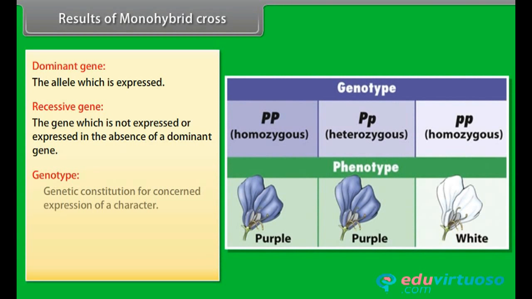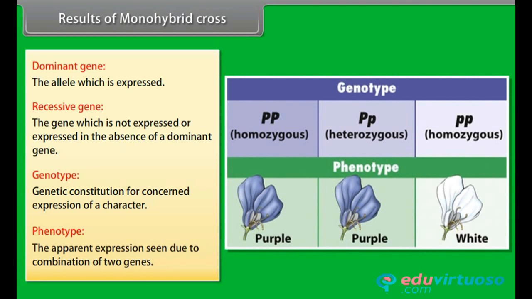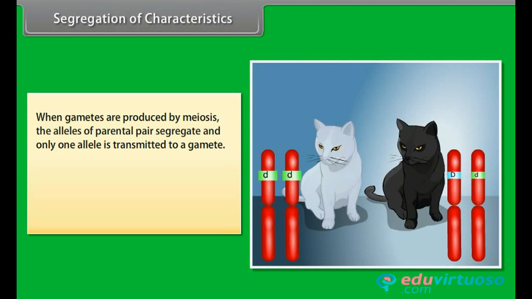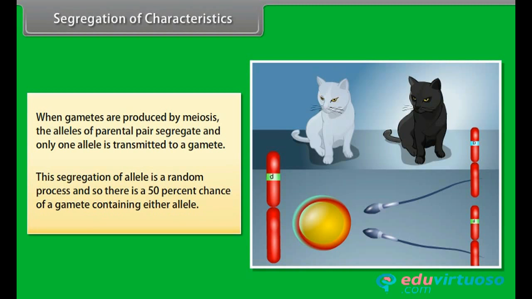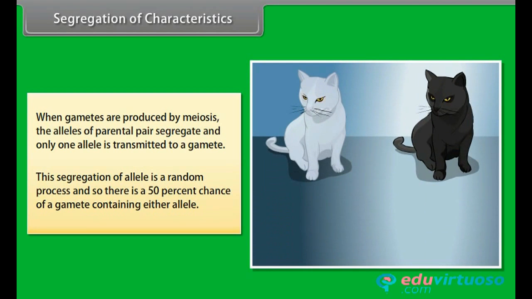Genotype. Genetic constitution for concerned expression of a character. Phenotype. The apparent expression seen due to combination of 2 genes. Segregation of characteristics. When gametes are produced by meiosis, the alleles of parental pair segregate and only one allele is transmitted to a gamete. This segregation of allele is a random process, and so there is a 50% chance of a gamete containing either allele.